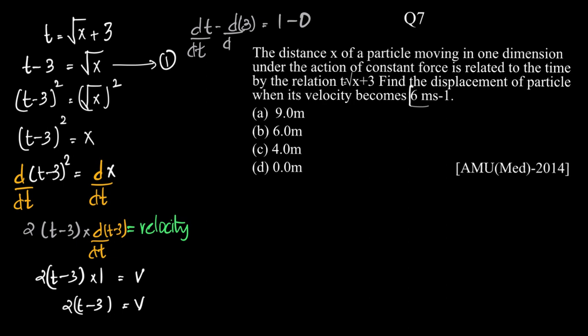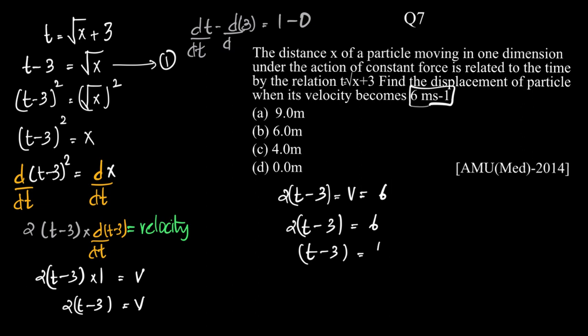So when the velocity becomes 6 meter per second, 2 into t minus 3 is equal to 6. So t minus 3 is equal to 6 by 2, which is 3. So t minus 3 is equal to 3 seconds, and therefore t is equal to 3 plus 3, which is 6 seconds. What is the question?